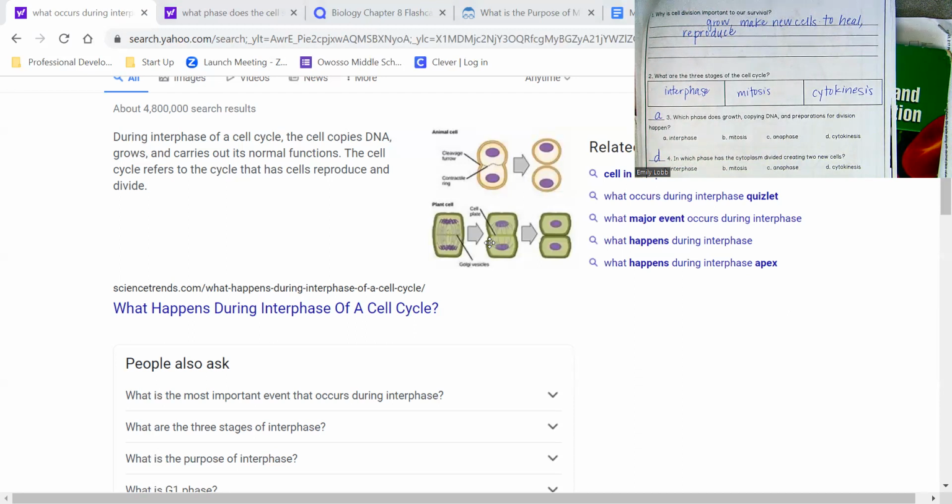Start here. So, a cell spends most of its life. Can you copy and paste? Cell spends most of its life in interphase. Fingers up, Trevor.